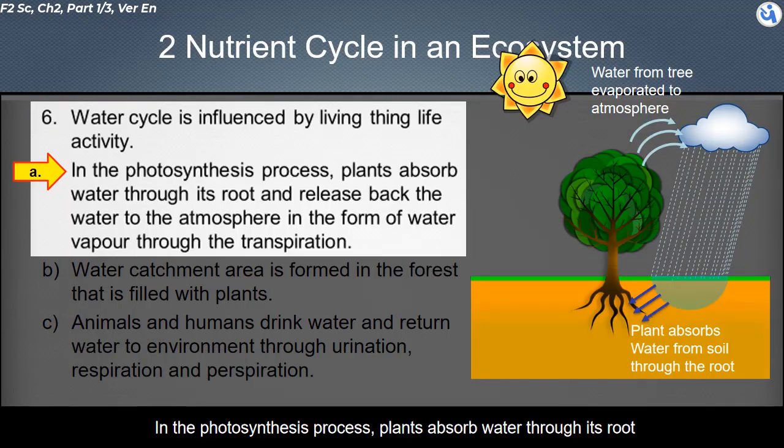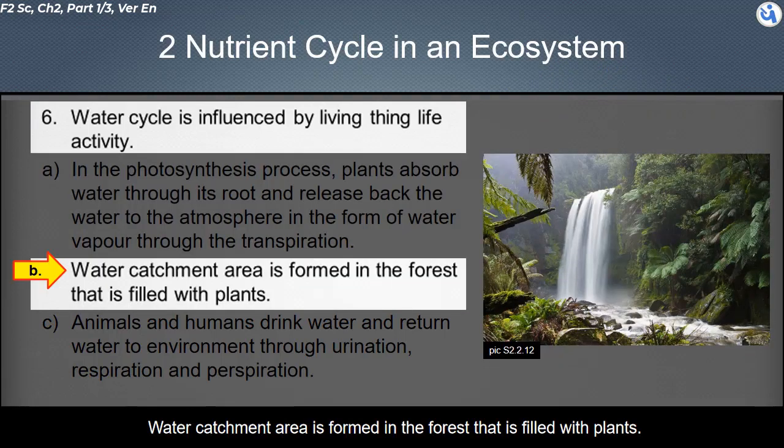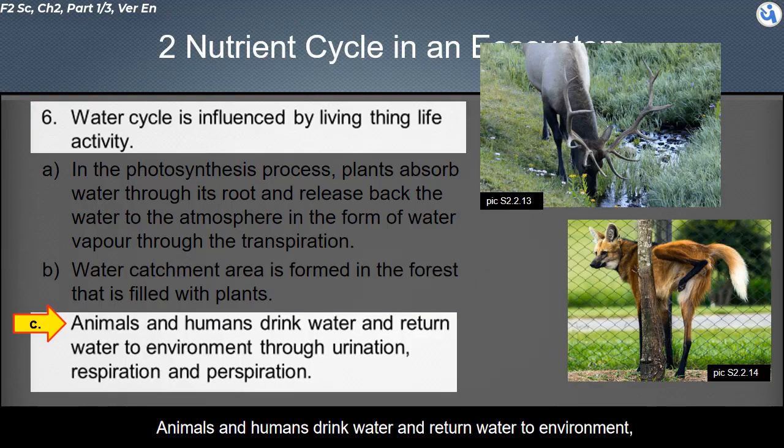In the photosynthesis process, plants absorb water through their roots and release the water back to the atmosphere in the form of water vapor. Through transpiration, a water catchment area is formed in the forest that is filled with plants. Animals and humans drink water and return water to the environment through urination, respiration, and perspiration.